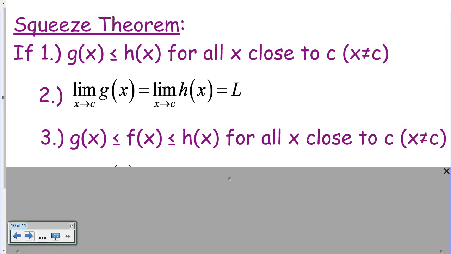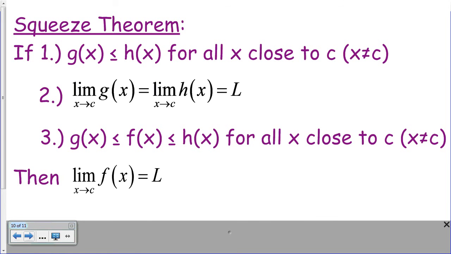And the last piece there, the third condition, is that g of x has to be less than or equal to f of x, which has to be less than or equal to h of x. That's where you're squeezing f of x in between g and h. That's the name of the theorem. So you have to show that f of x can be squeezed between g and h for all x close to c, but again, not equal to c. We don't have to worry about what's happening right at c. If you meet all 3 of those conditions, then it turns out the conclusion is that the limit as x goes to c of f of x is also equal to L, the same limit as g and h had.